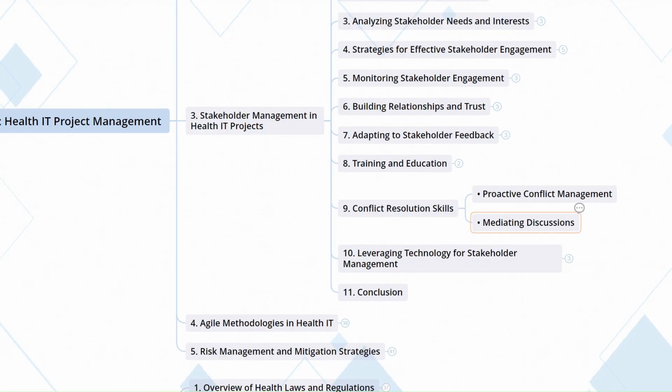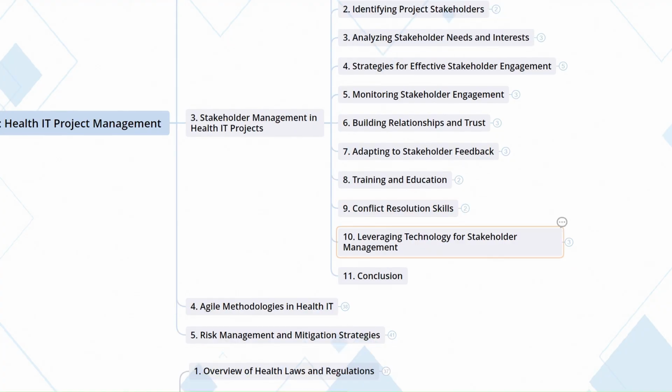Next, mediating discussions. Skilled leaders can act as mediators in bridging gaps between conflicting stakeholders. Facilitating open discussions that emphasize the common goals can help to navigate sticky situations effectively.